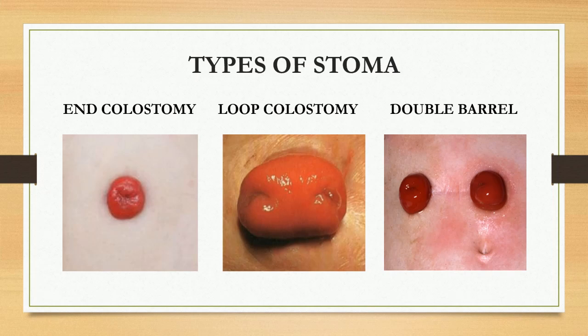Let's have a quick look at different types of stoma. So the first one, this is how an end colostomy looks outside. You can see only one stoma. The second picture is loop colostomy, where you can see two stomas while they are still connected. And the third one is double barrel. Here you can see two stomas outside.